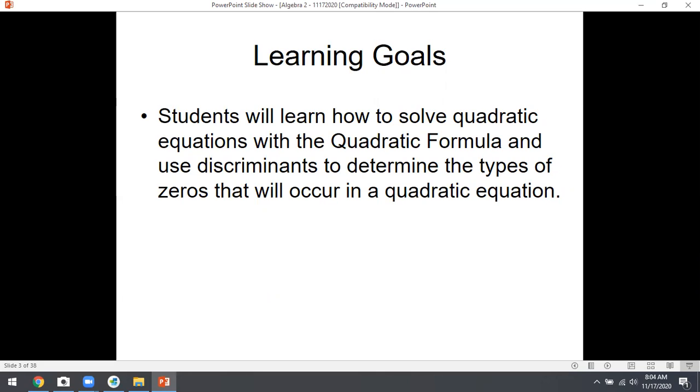The answer is yes. And today we're going to complete the square and come up with an equation for any quadratic that will solve it, known as the infamous quadratic formula. Very important formula to know. Extremely important.